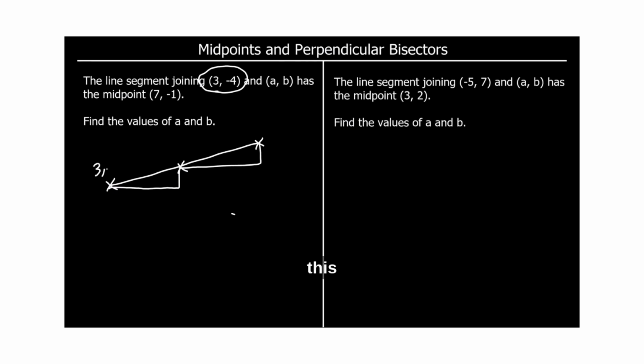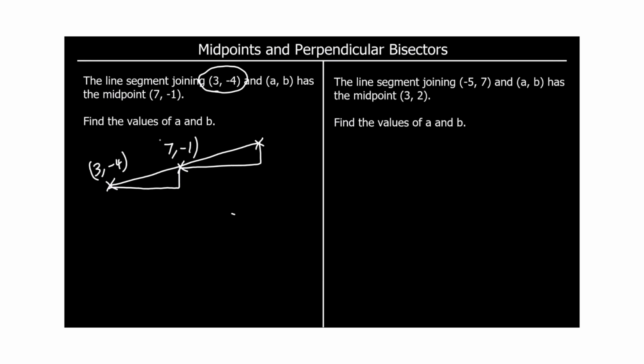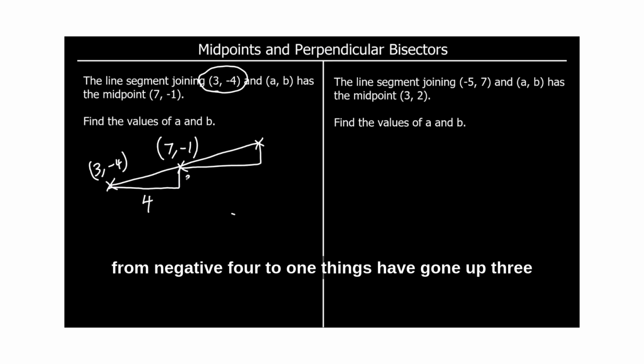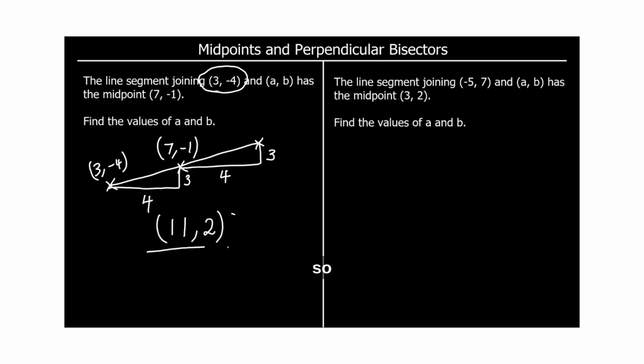So either one of those methods, I'll go how far to the mid. So we've got 3, -4. This diagram might not be accurate. And 7, -1. So how far along the x's? 3 to 7 means I've gone 4 along. And from -4 to -1 means I've gone up 3. The diagram's not too bad. And then it's going to have to be 4, 3 again. So add 4 onto 7, which gets me to 11. Add 3 onto -1, gets to 2. So A and B must be 11 and 2.